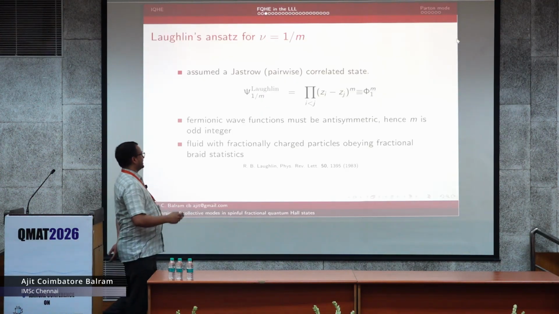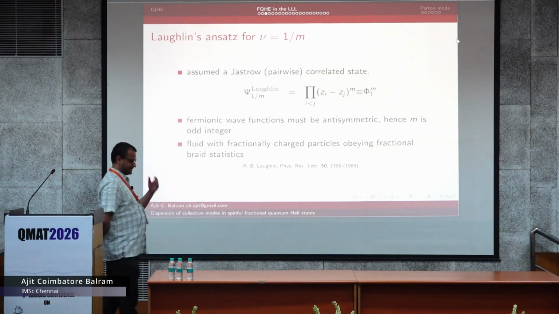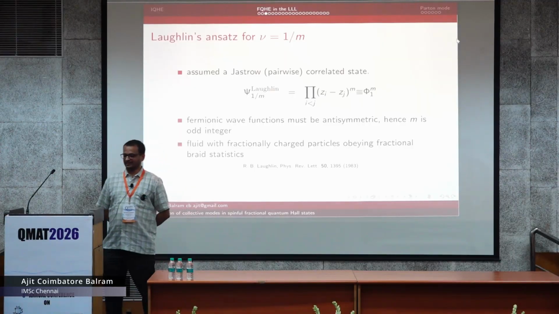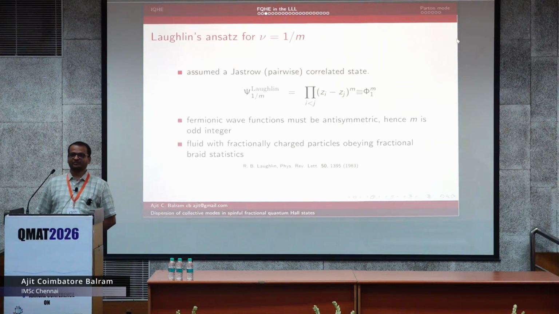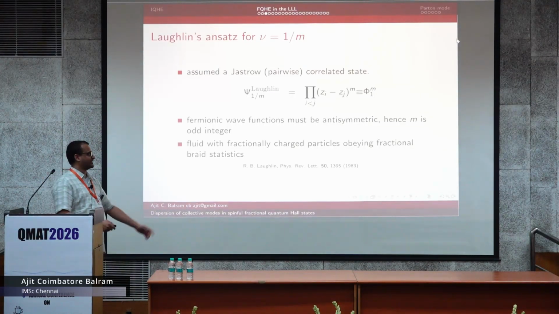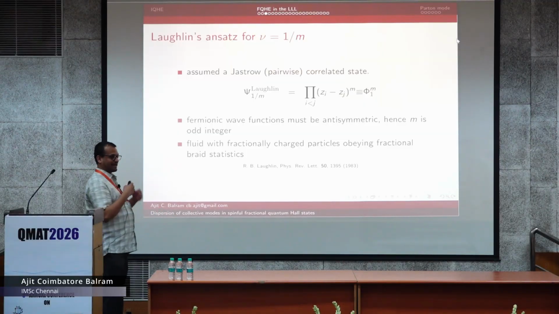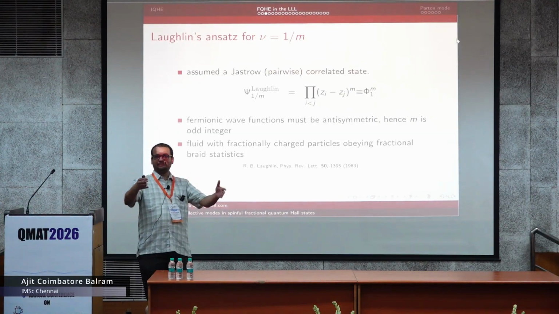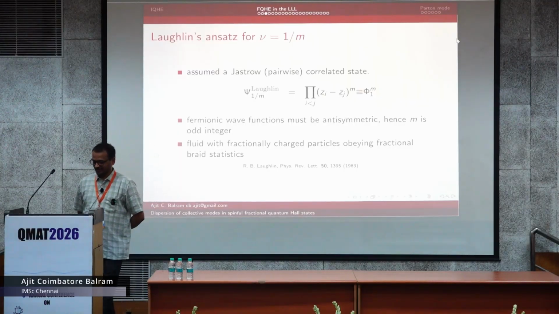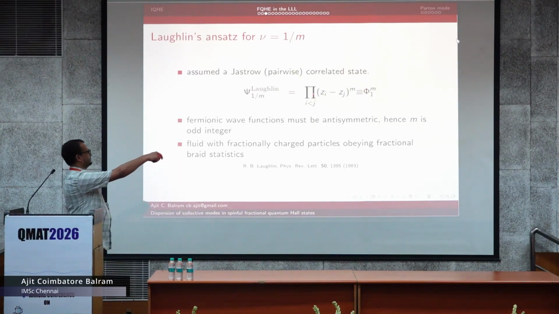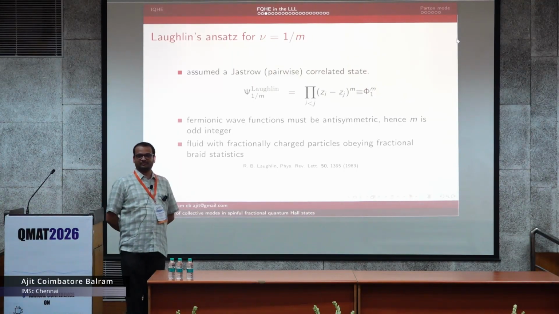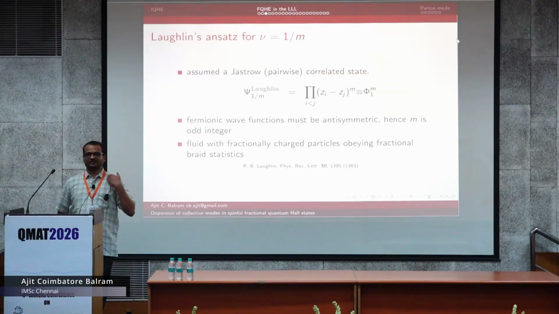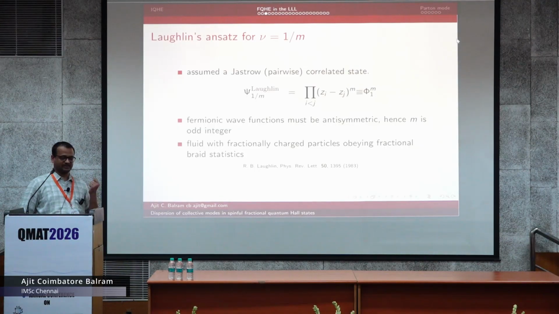So the first step in this direction was made by Laughlin, who essentially just guessed an ansatz for the 1/3 state. What Laughlin assumed was that electrons are correlated in this Jastrow form. They are pairwise correlated. And that helps minimize the Coulomb repulsion because it keeps electrons away from each other. He just basically wrote down this wave function, product over i<j of (z_i − z_j)^m, and z here is the two-dimensional electron coordinate parametrized as a complex number.